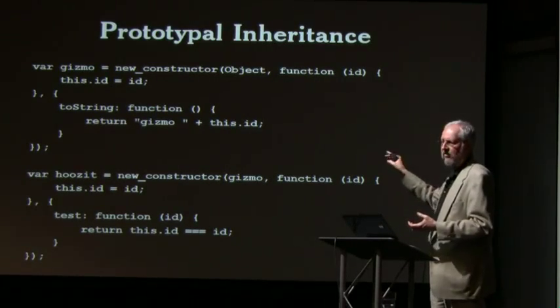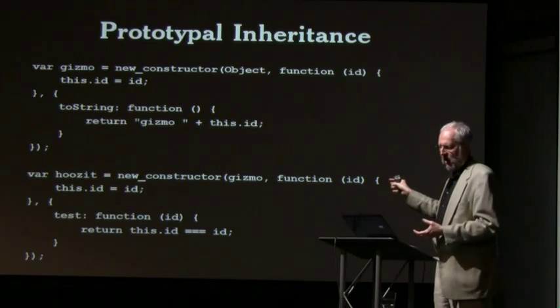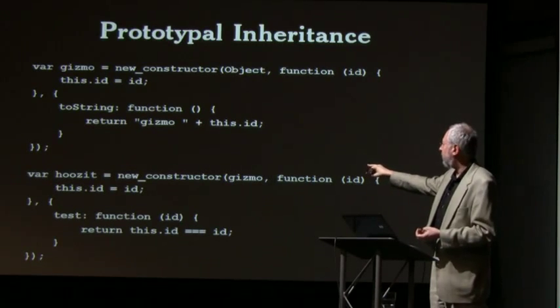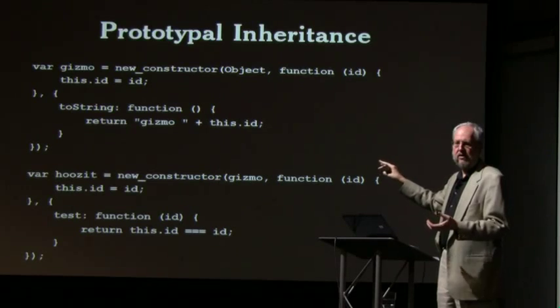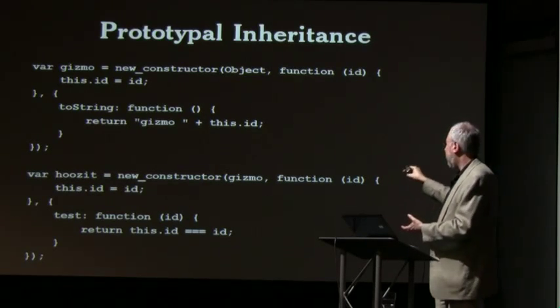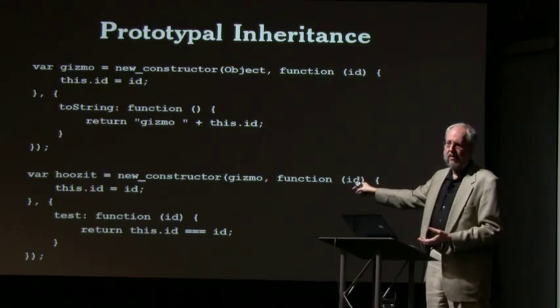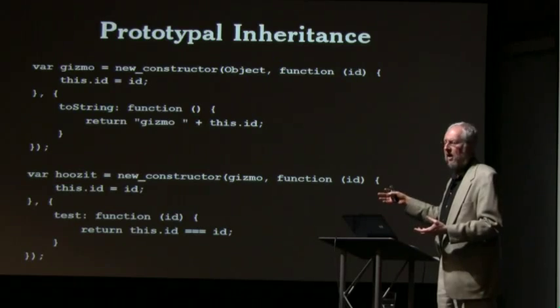So this does exactly the same thing that we saw on the other screen. I think it's just more pleasant looking. And then it gets even better with the whosit. So for the whosit I call new constructor, pass in the gizmo that says I want whosit to inherit from gizmo, and I also pass it a constructor, and I'll also pass it an object containing additional methods that I want it to add to its prototype.